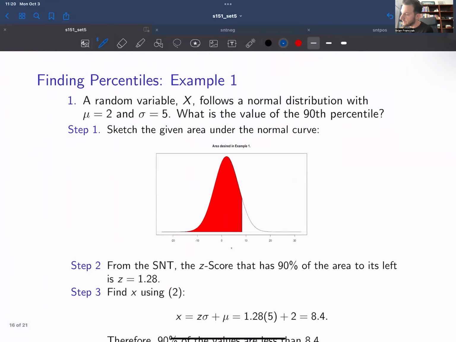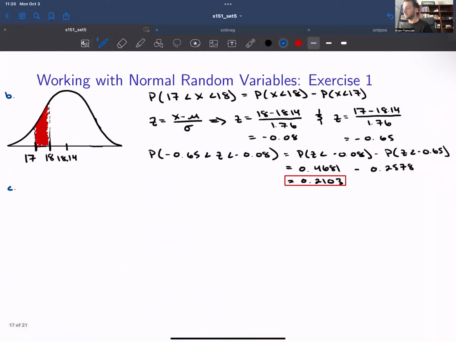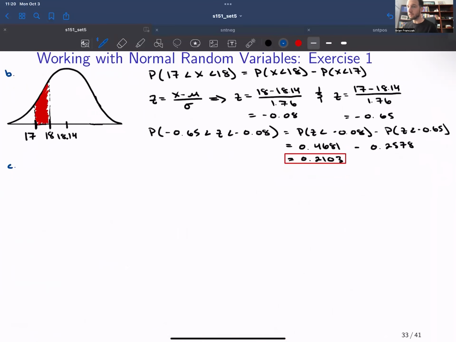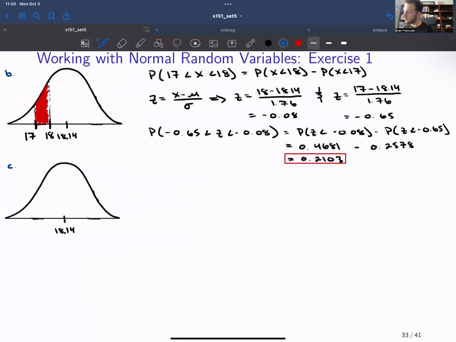All right, in part C, we have calculate and interpret the 90th percentile for carapace lengths. Okay, so whenever we see interpret, that means explain what the result means. All right, first off, what are we looking for here? So what we want to do in this question is find the value of x that marks the 90th percentile of the curve.